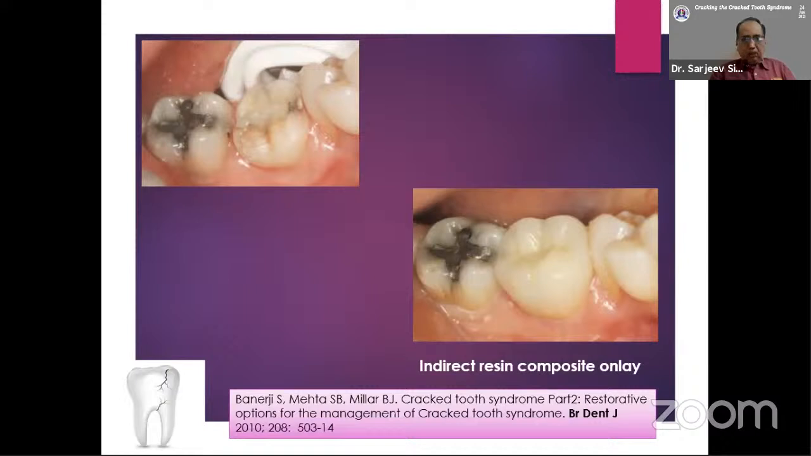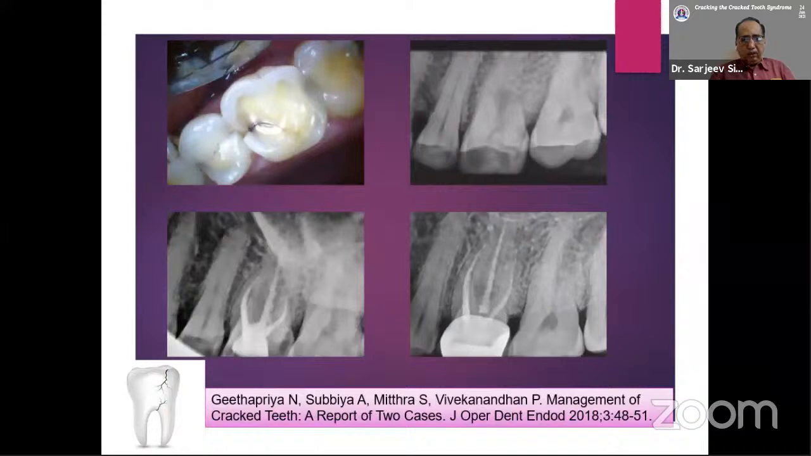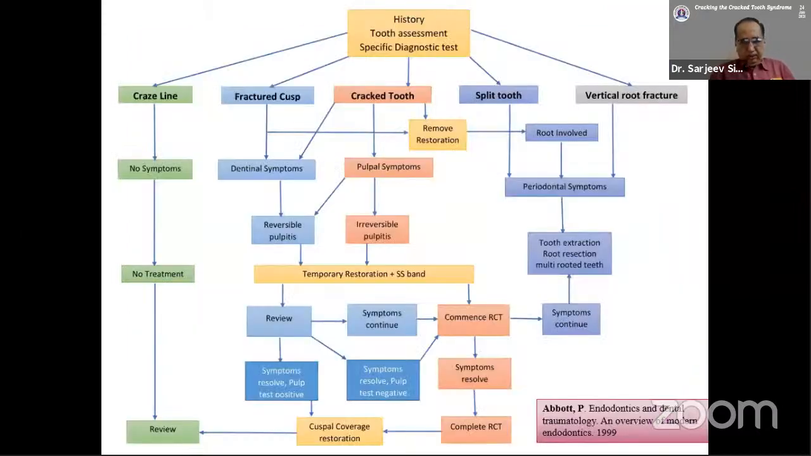This is a tooth with a fractured cusp on the mesiobuccal side, and it was going to the pulp. Root canal treatment was done, and it was cuspally covered. So: history, proper history, tooth assessment, specific diagnostic tests. Specific diagnostic tests are not limited to percussion, they go right up to the CBCT, but CBCT results can be doubtful. Basically, you have to do all the diagnostic tests, take the history and come to a diagnosis. It can be either Kray's line, a fractured cusp, a cracked tooth, a split tooth, or a vertical root fracture.